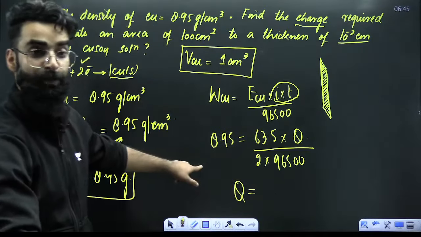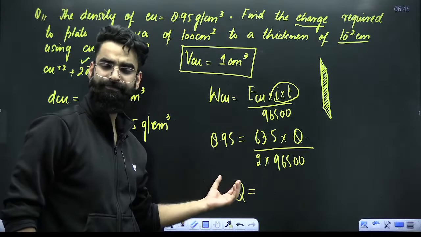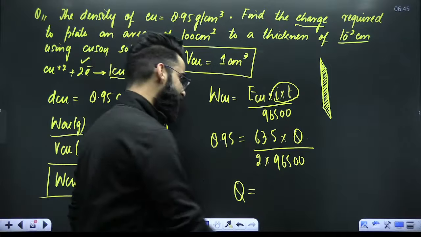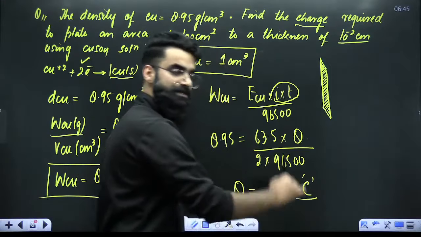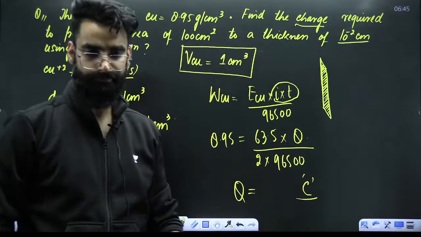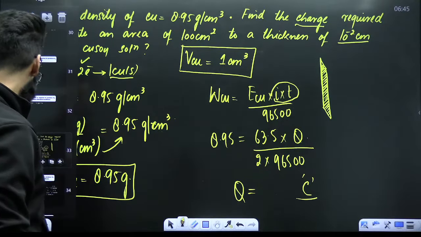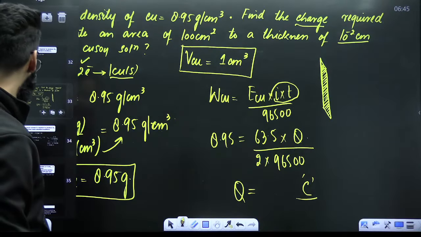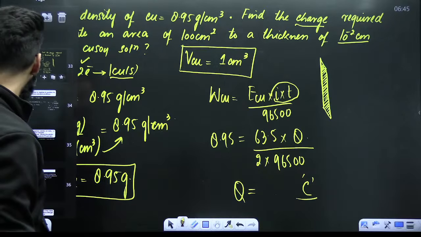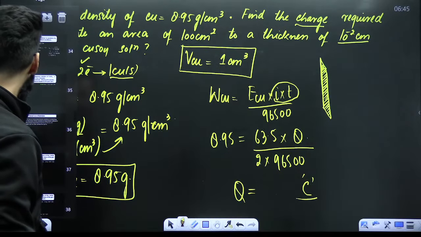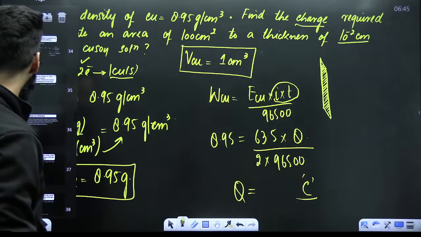So from this particular equation, we can easily get the Q value, right? And Q from here, you are going to get in coulombs, right? Perfect. So I believe you can easily solve these sort of questions now, right?